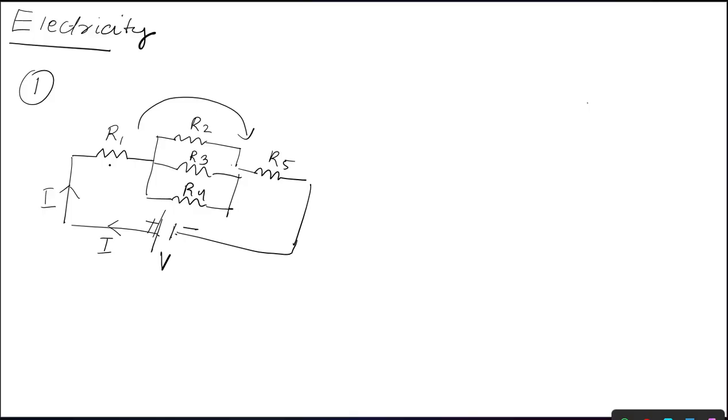Now, this current I flows through this resistor R1, but at point A here, the current gets divided into three parts. Let's say I1, I2, and I3, such that I is equal to I1 plus I2 plus I3, right? So, in these three resistors, R2, R3, and R4, different currents pass, and through resistor R1 and through resistor R5, we have a current I passing through.